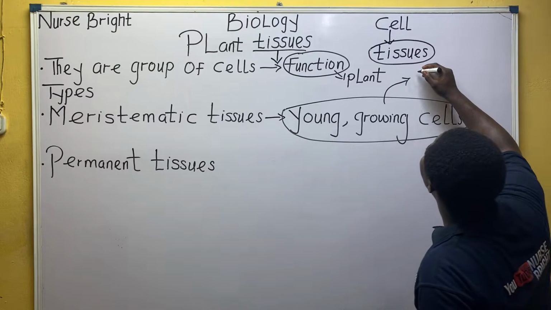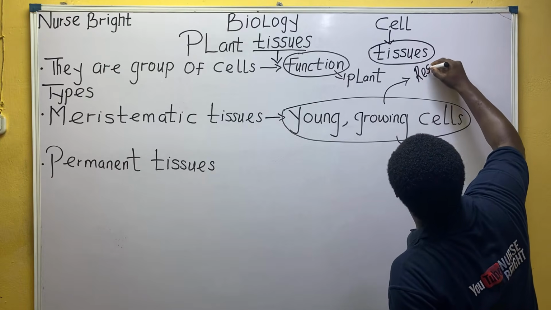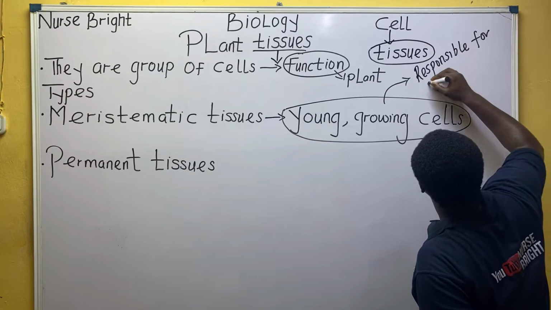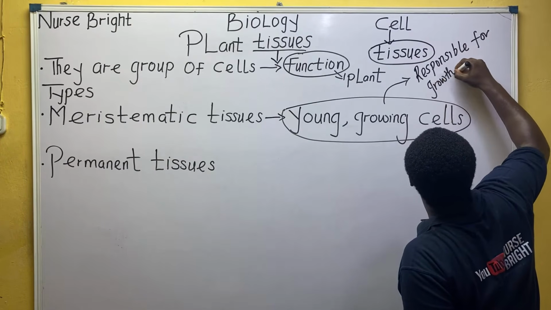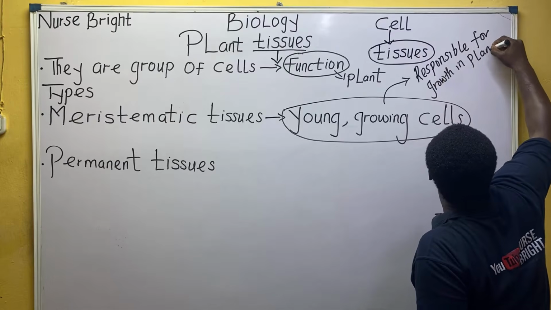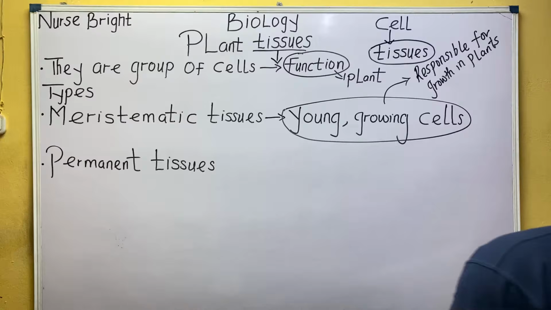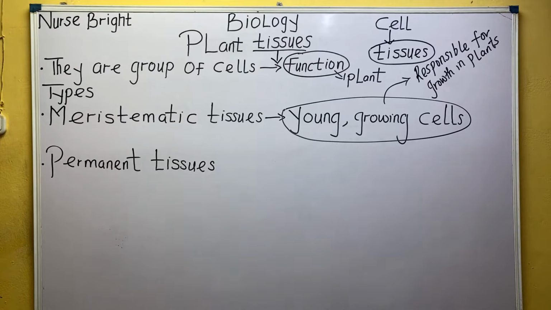I repeat, these cells are responsible for growth in plants. So these are the cells that help plants to grow. Do you understand? The young growing what cells?